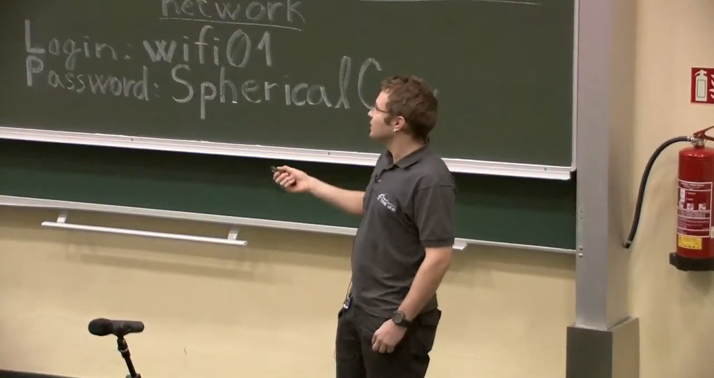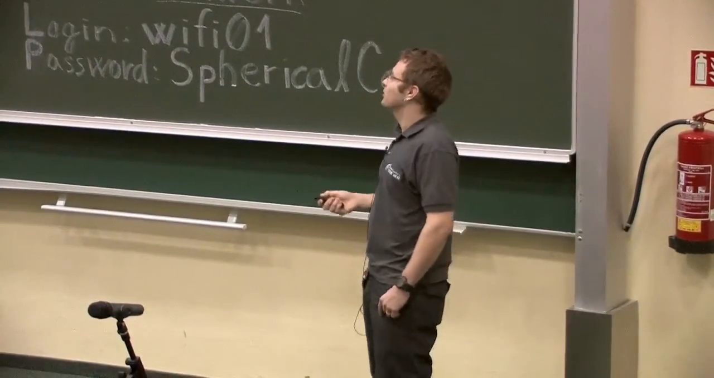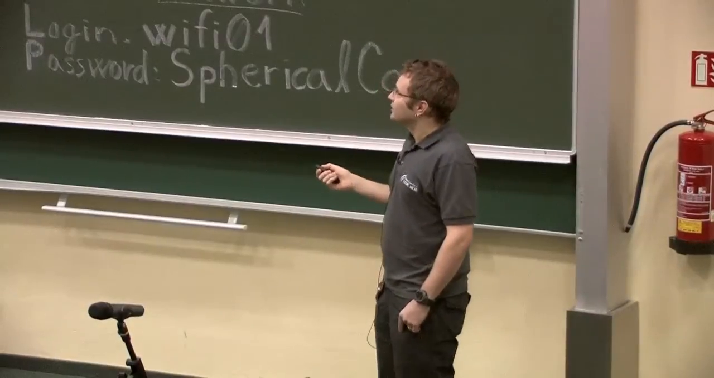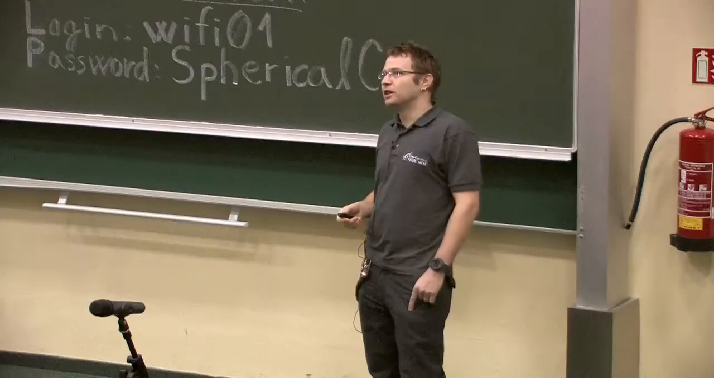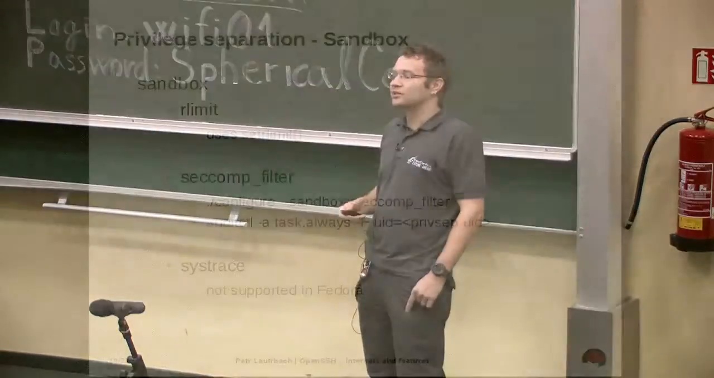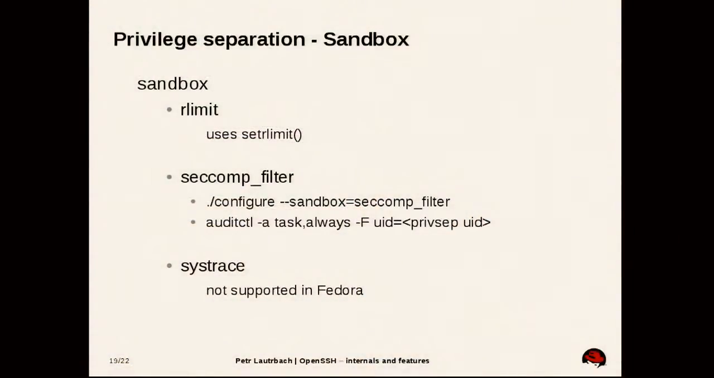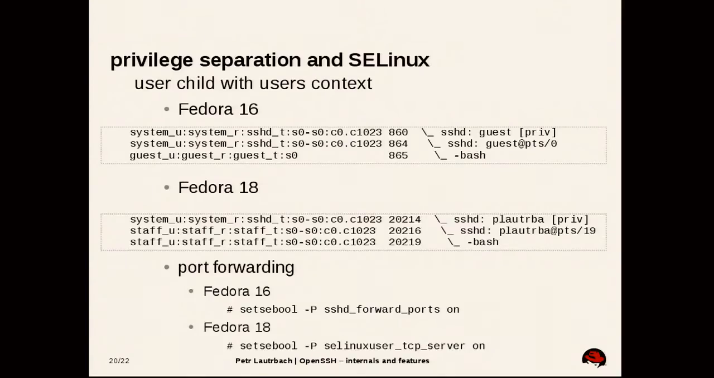And in my testing environment with this filter, it doesn't even work because the unprivileged child does something with a net socket, which is not allowed with this filter. So this filter is, for Fedora right now, too restrictive to be used. Here's an example.